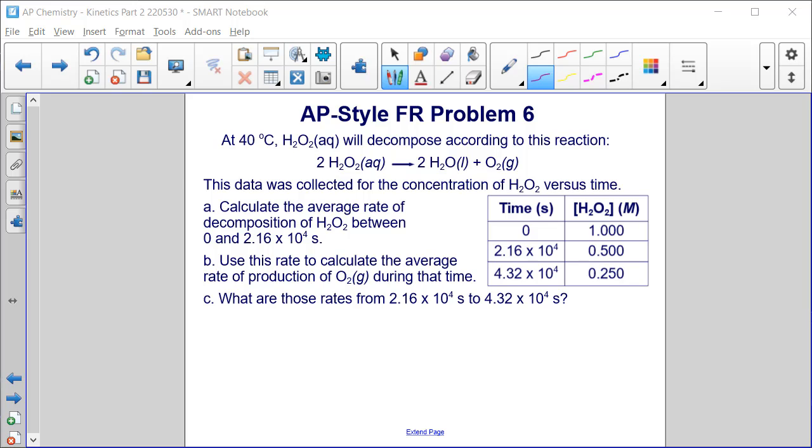AP Style Free Response Problem 6. At 40 degrees Celsius, aqueous H2O2 will decompose according to this reaction, where we produce 2H2O and O2. The data was collected for the concentration of H2O2 versus time. So you can see time and concentration.